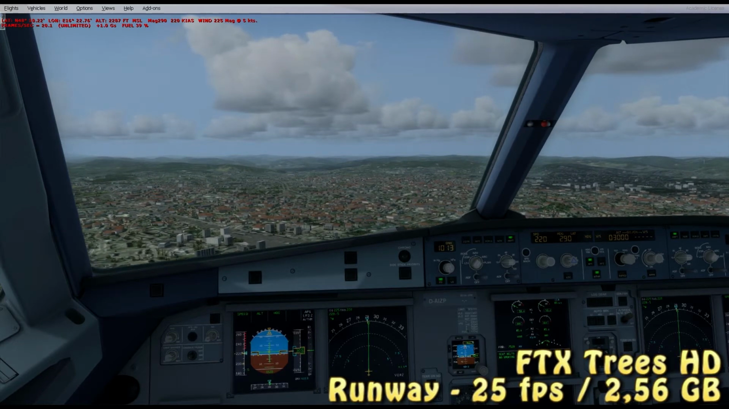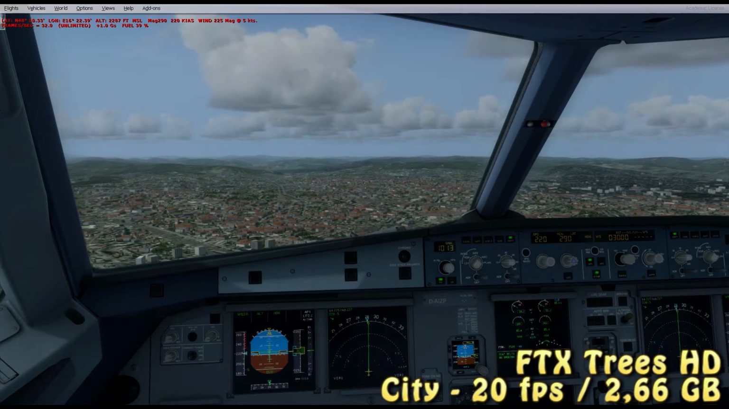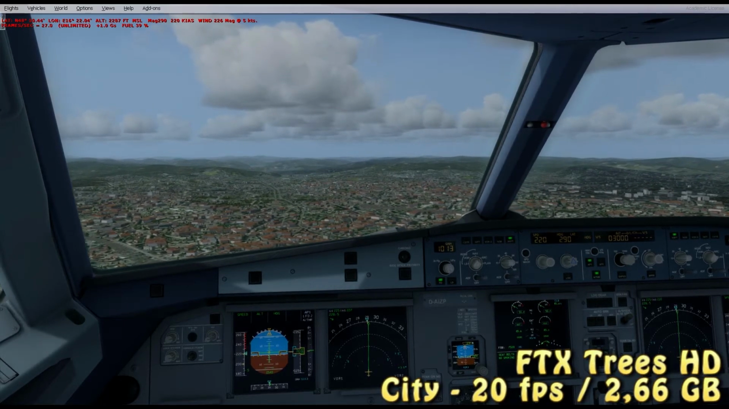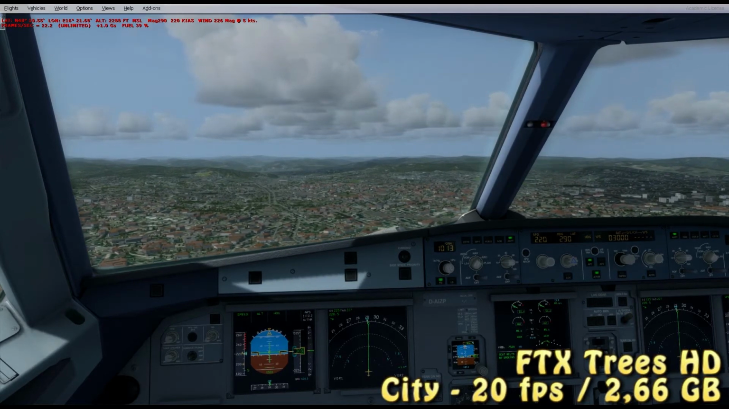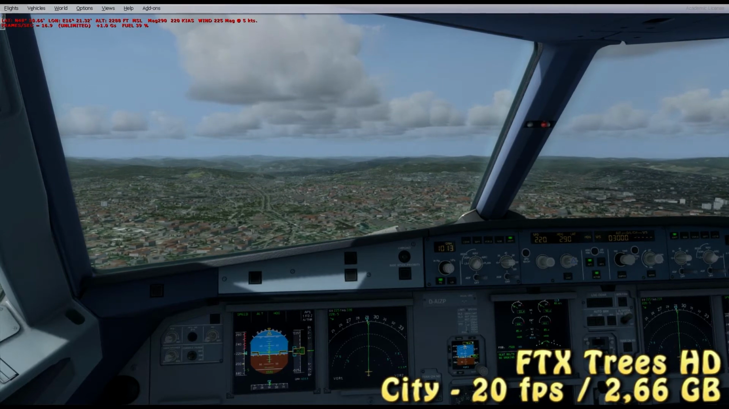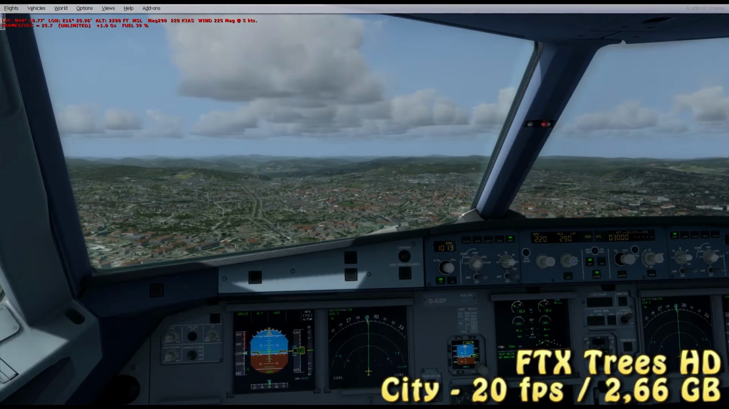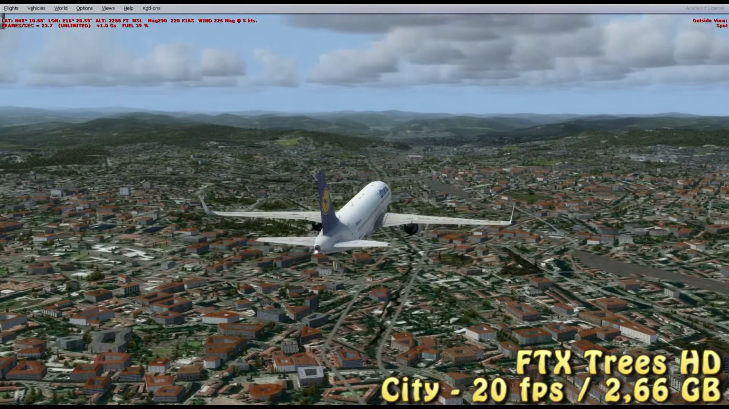And you can see, and that's really interesting, it's 20 frames per second and 2.66 gigabytes. That is compared to 15 frames per second without FTX Trees HD, and that's over a very, very densely populated city. That's a huge increase in frame rate. About this increase I can only say wow.